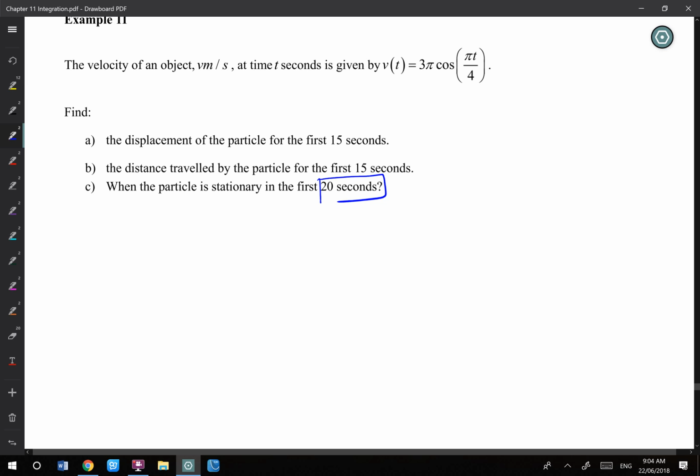Or you can just draw until 15. Okay, or any point close to that. So just draw this graph for me first. What does 3 pi cosine pi t over 4 look like? Okay, we just quickly do that.